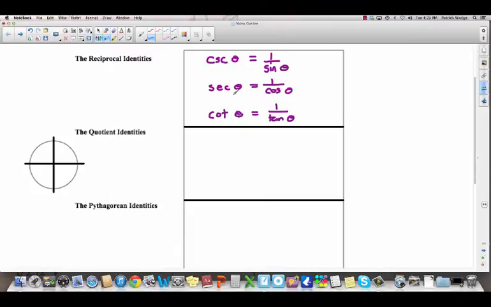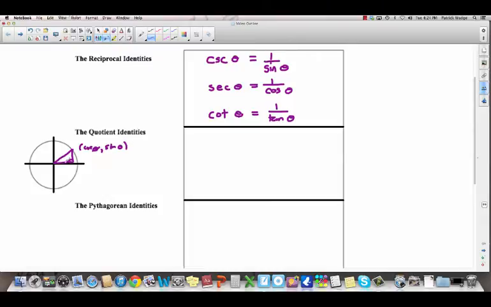The next two I think we've also talked about. These are the quotient identities. Well, quotient means divide, so these are two identities that involve division. To help us out with these, we're going to look at the unit circle again. Remember what we've talked about numerous times: with the unit circle, if we draw an angle in standard position and make this little right triangle right here, this point, which is on the circumference of the unit circle, has coordinates cosine theta, comma, sine theta.